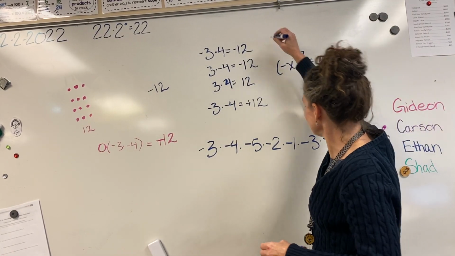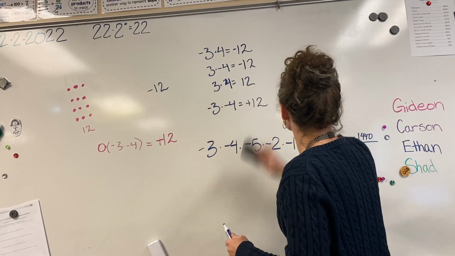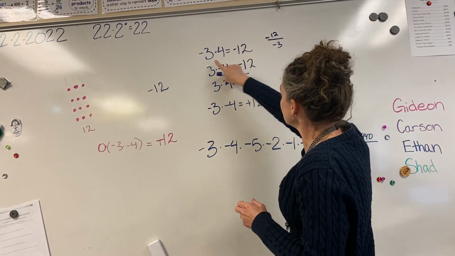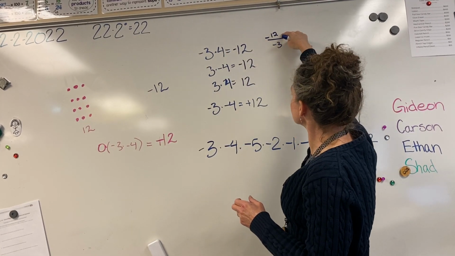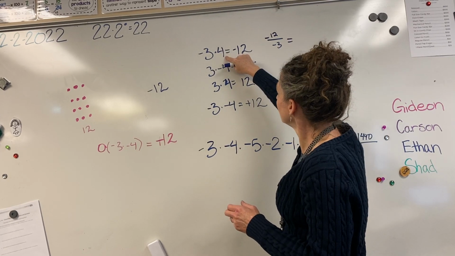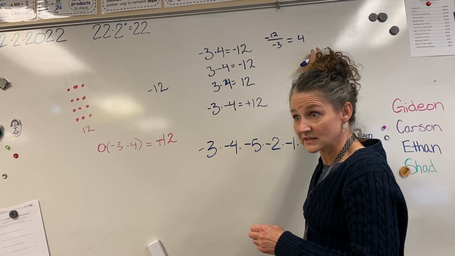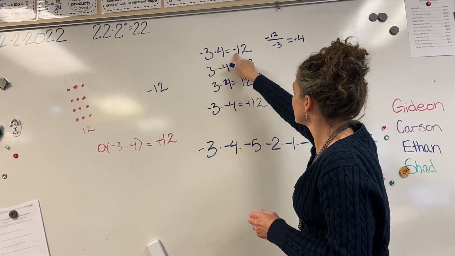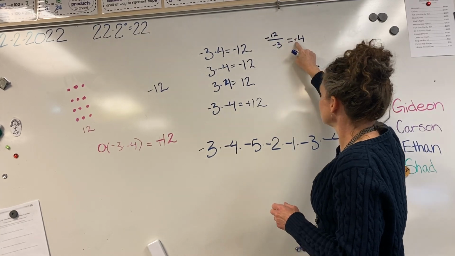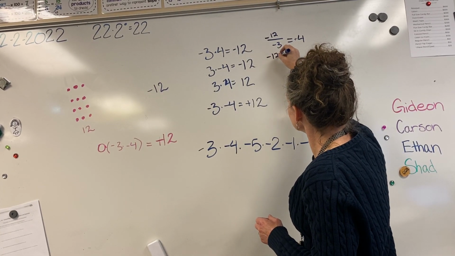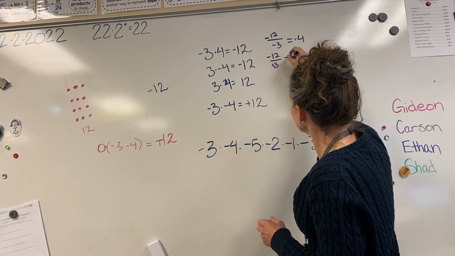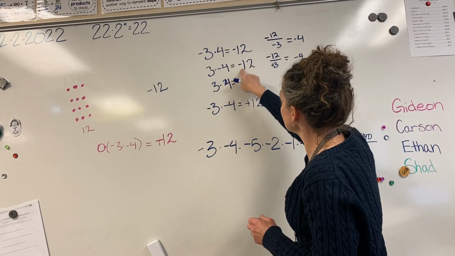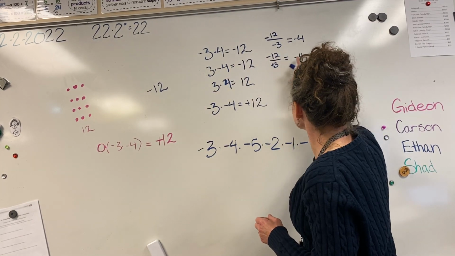So if I have -12 divided by -3, -3 times 4 is -12. What's -12 divided by -3? 4. Positive or negative? Positive, because -3 times +4 is -12. Negative divided by negative is positive. So here I have -12 divided by +3. And what's that going to equal? -4. I have a negative divided by a positive equals a negative.